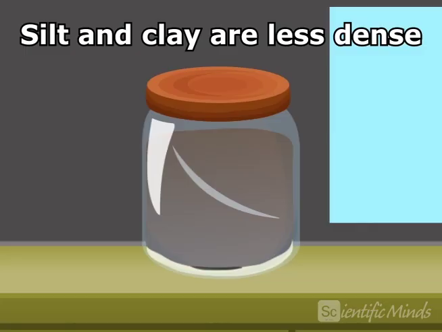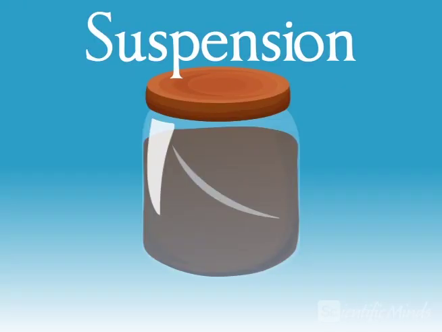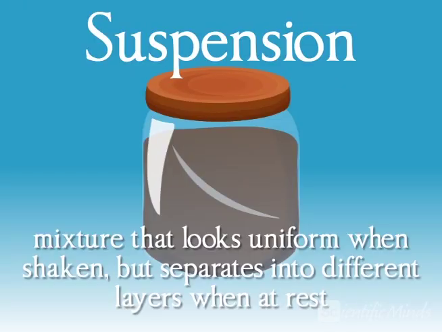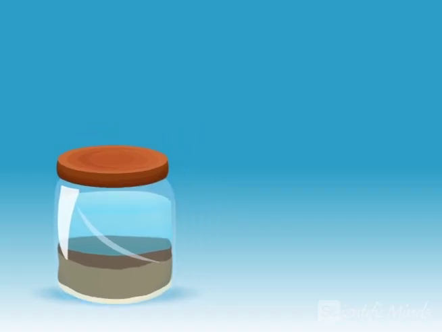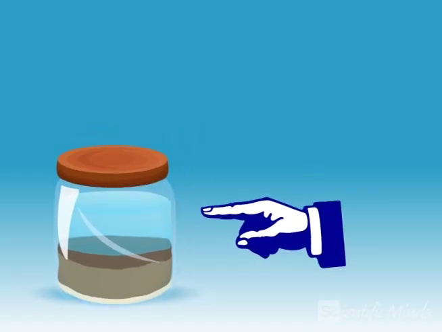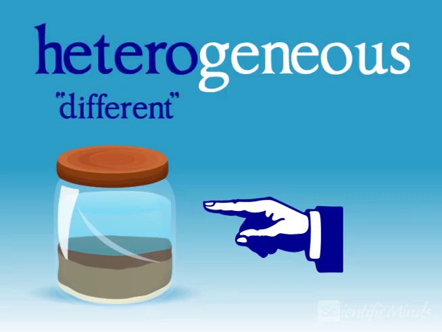While the farmer waits, let's talk about what's happening here. The soil and water form a suspension, which is a mixture that looks uniform when shaken but separates into different layers when at rest. As the soil mixture settles, the contents at the bottom of the jar aren't the same as the contents at the top of the jar. This type of mixture is called a heterogeneous mixture.